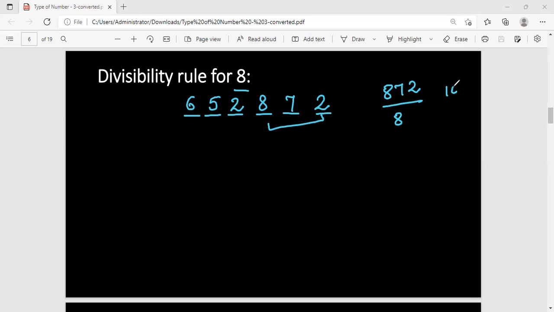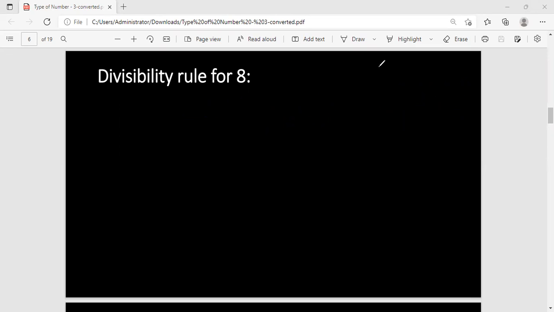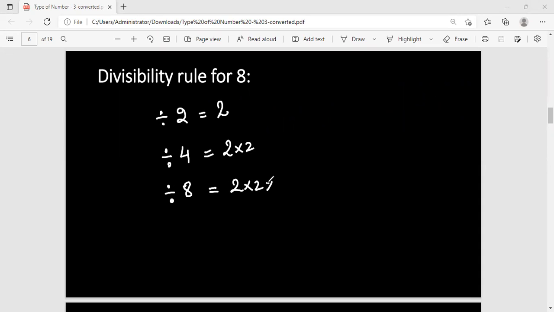We are getting a remainder of 0. What is the quotient here? Which is 109. And what is the remainder? 0. So definitely the complete number will be divisible by 8. So far what we have done, we did divisibility by 2, divisibility by 4, divisibility by 8. You can see this is 2, this is 2 into 2, this is 2 into 2 into 2.